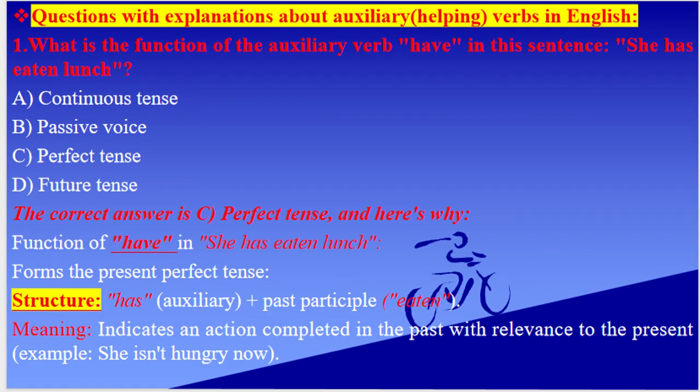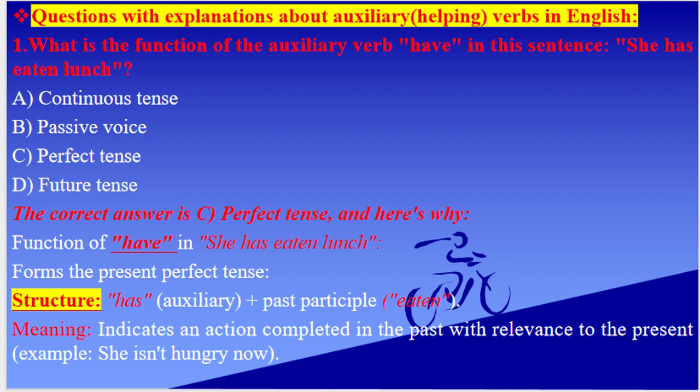Questions with explanations about auxiliary helping verbs in English. 1. What is the function of the auxiliary verb have in this sentence? She has eaten lunch. A. Continuous tense. B. Passive voice. C. Perfect tense. D. Future tense. The correct answer is C, perfect tense, and here's why.